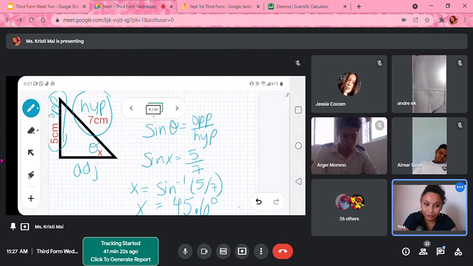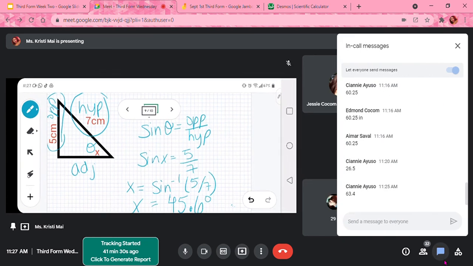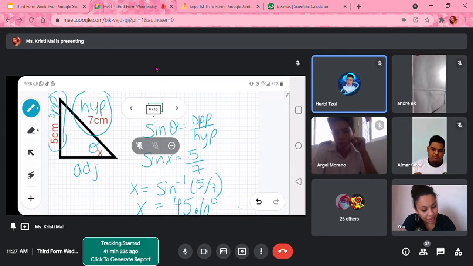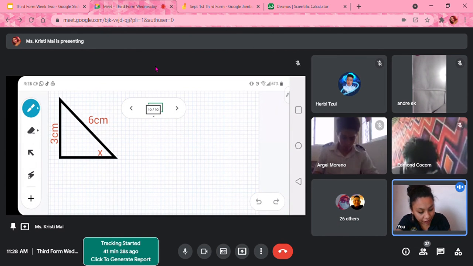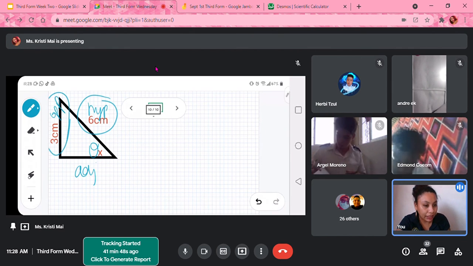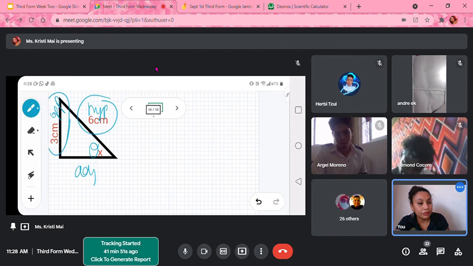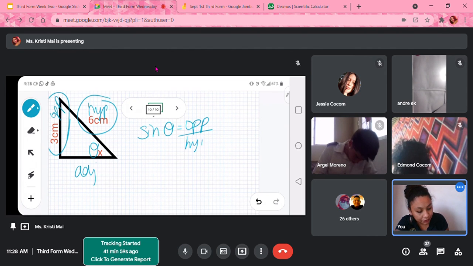Okay, can I move on to the other one? So in this one, I have theta here, hypotenuse, adjacent, and opposite. I am using the hypotenuse and the opposite. So what formula is that? Sine, very good. The sine of theta is equal to opposite over the hypotenuse.